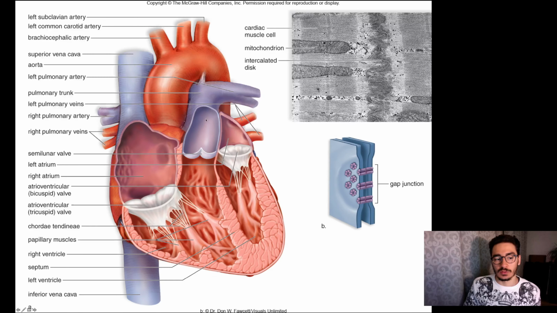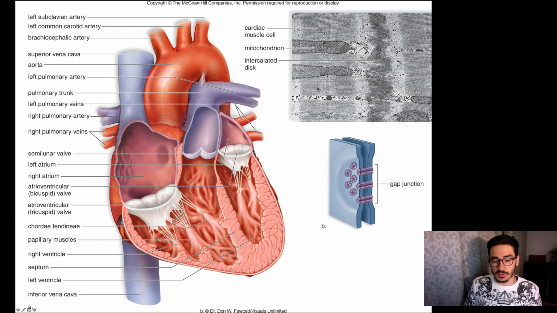I just want you to know the names. Deoxygenated blood leaves through the right ventricle to the pulmonary trunk, through the semilunar valve, and leaves to the lungs, and then the blood gets oxygenated. It means the red blood cells receive oxygen, and it comes back to the heart through the left and right pulmonary veins, and ends up in the left atrium. It goes through the bicuspid, an atrioventricular valve, and ends up in the left ventricle.